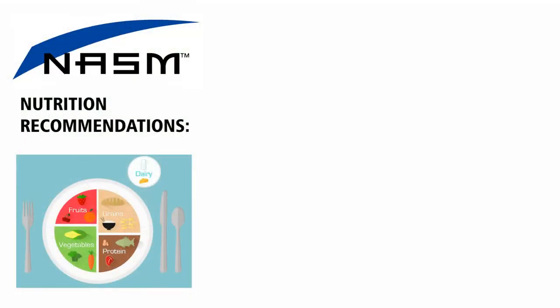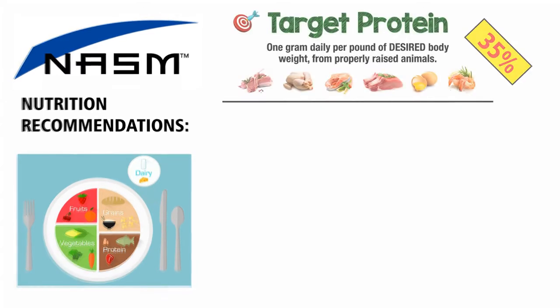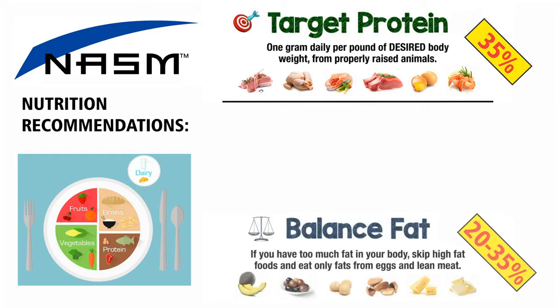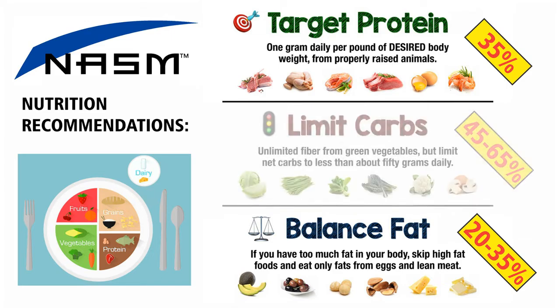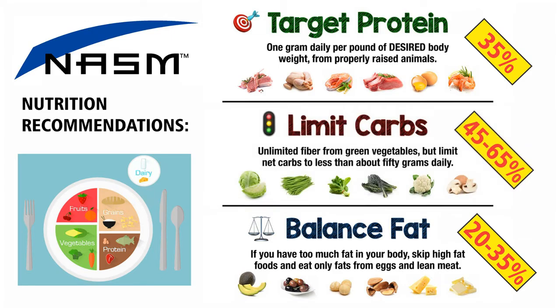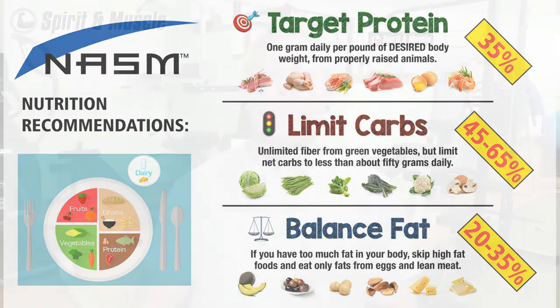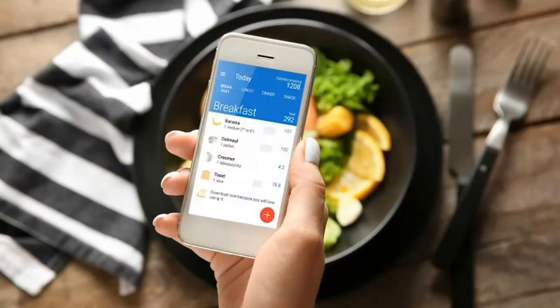According to the National Academy of Sports Medicine, you want to eat approximately 35% of your daily calories in protein, which usually works out to be about 1 gram of protein per pound that you weigh. And 20 to 35% of your daily calories should come from fat, leaving 45 to 65% from carbs, including fruits and vegetables.